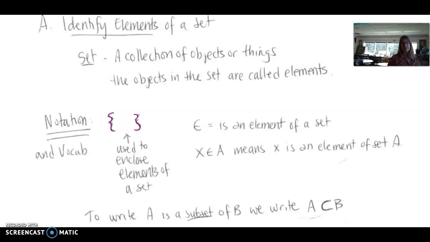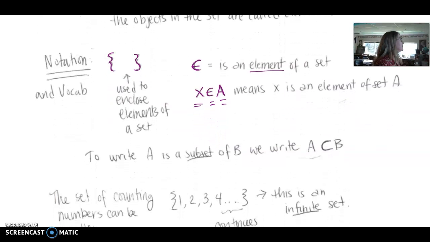And now there's going to be this notation. You may want to write some of these things down off to the side so you can memorize what these things are. This right here looks like an E, but it's like a curved E. This means that something is an element of a set. Here's an example: if you see X and then this symbol, it means X is an element of set A. X is an element of A. So that's one notation to know.